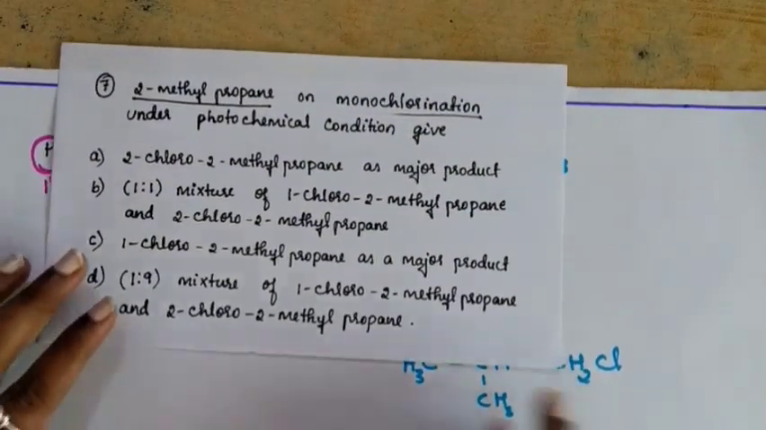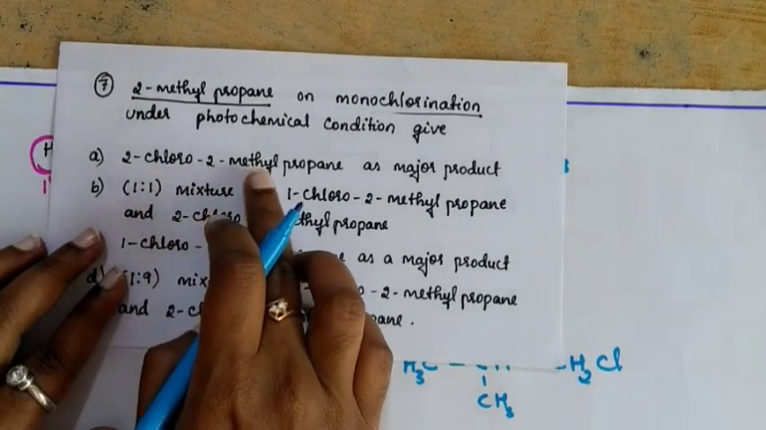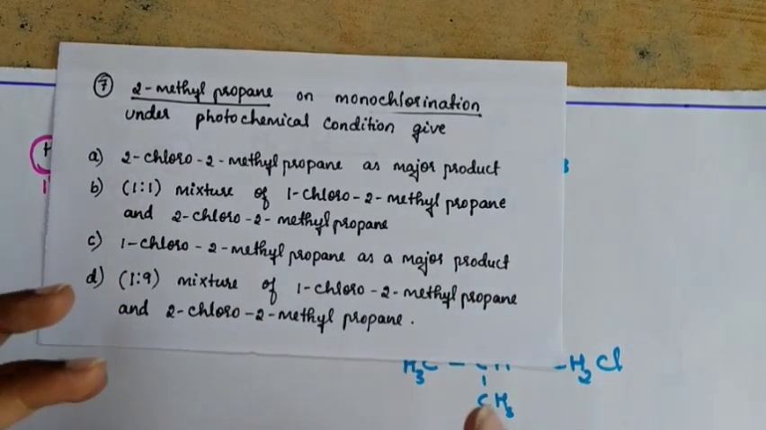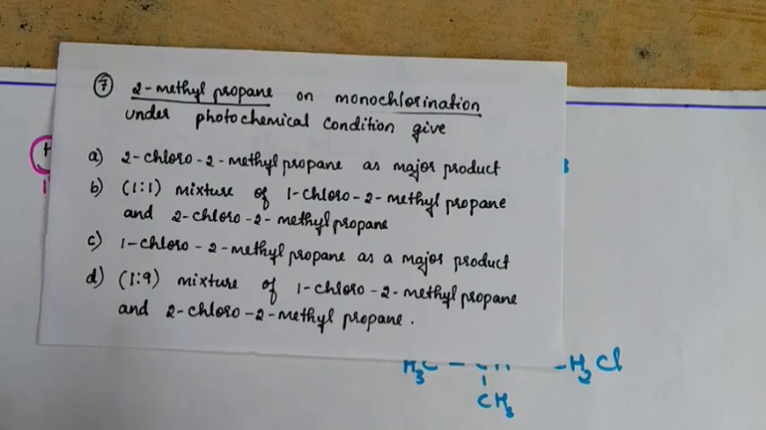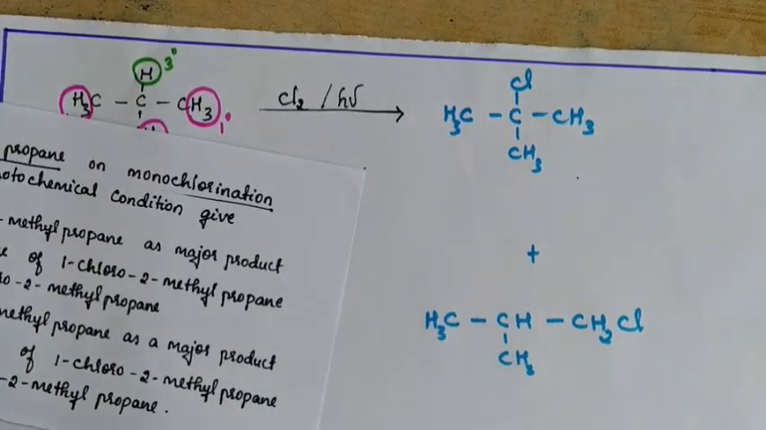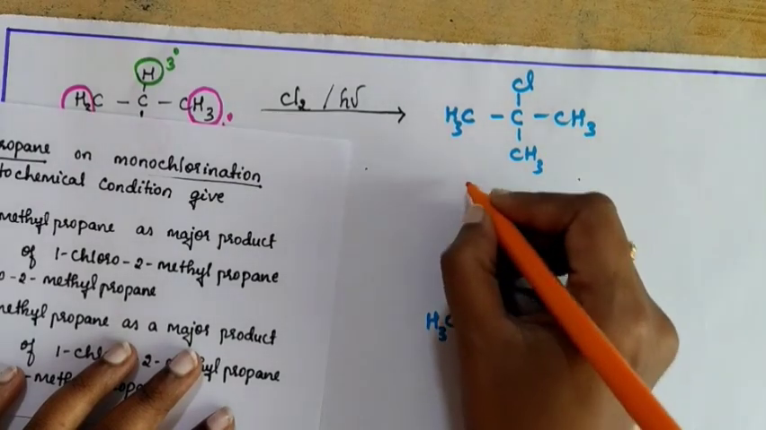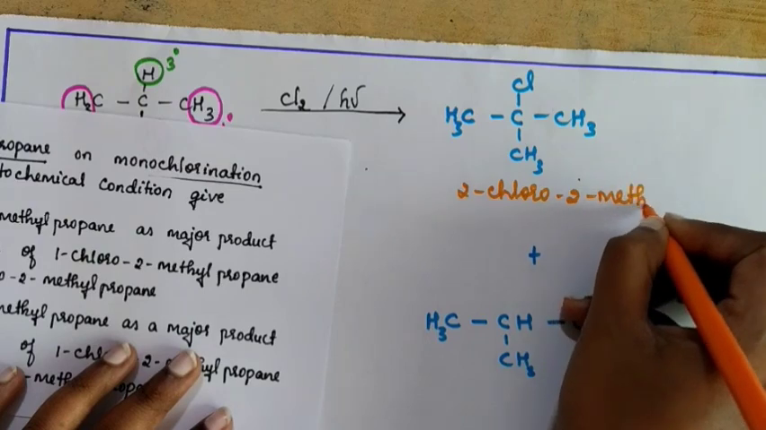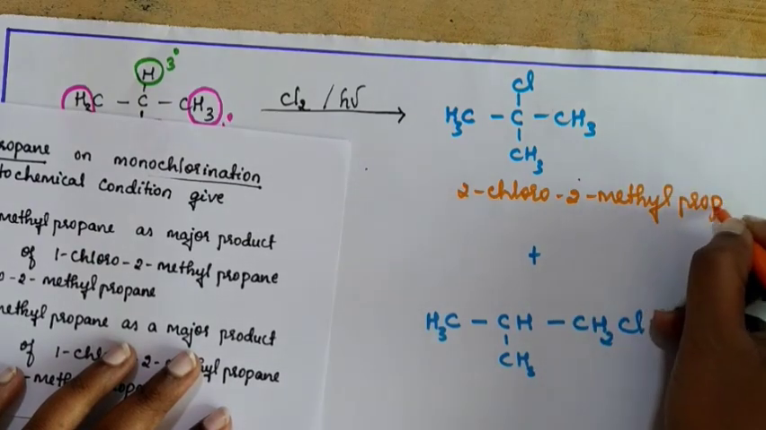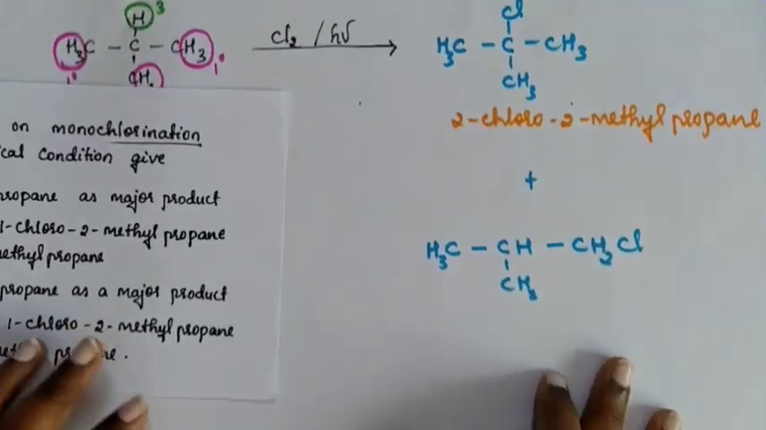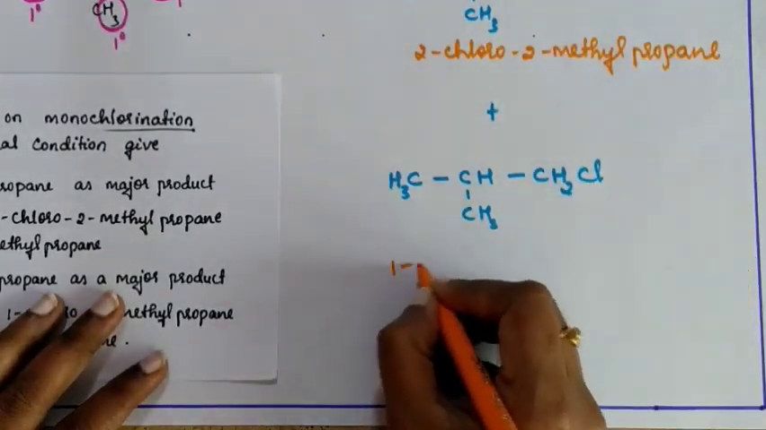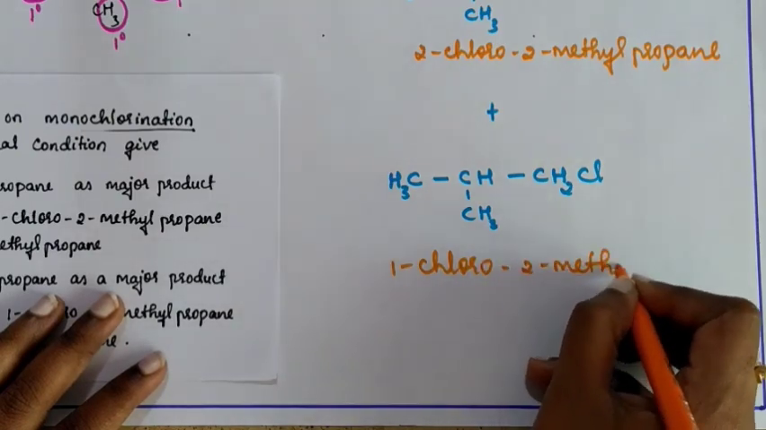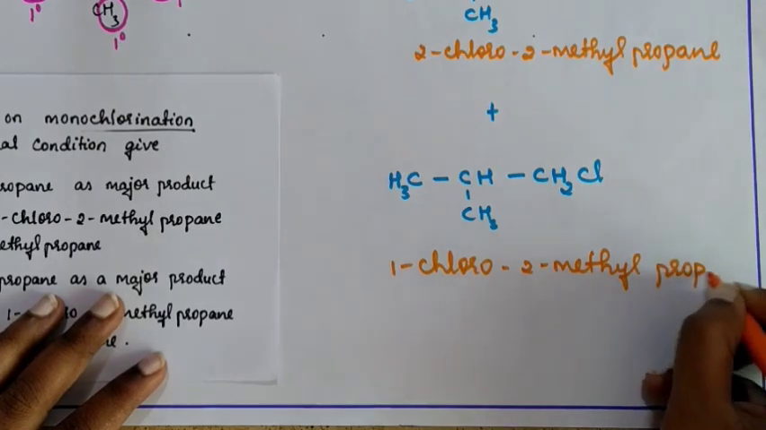Now we need to find the answer for this question. See the options. 2-chloro-2-methyl propane as major product. So they are talking about which might be the major product and which might be the minor product. Let us first give the IUPAC names for our products. This is nothing but 2-chloro-2-methyl propane. And the next product is 1-chloro-2-methyl propane.